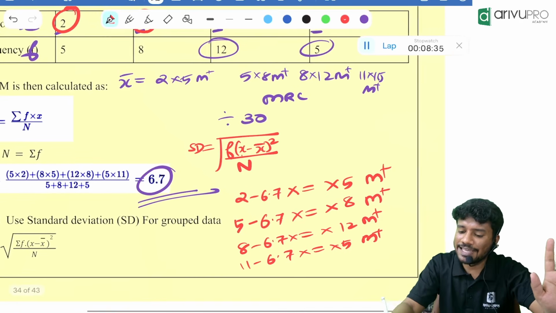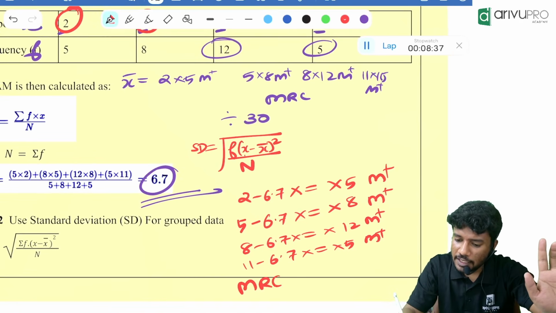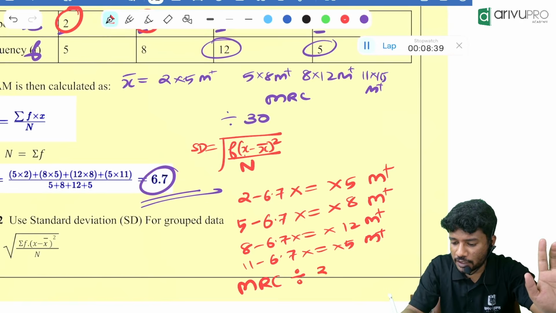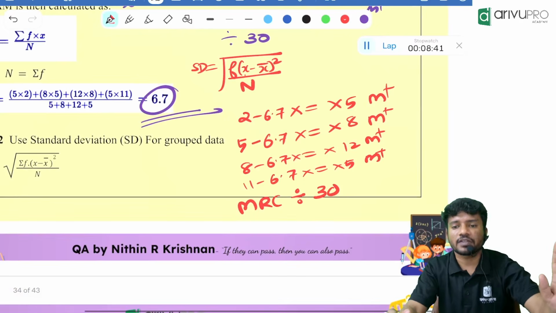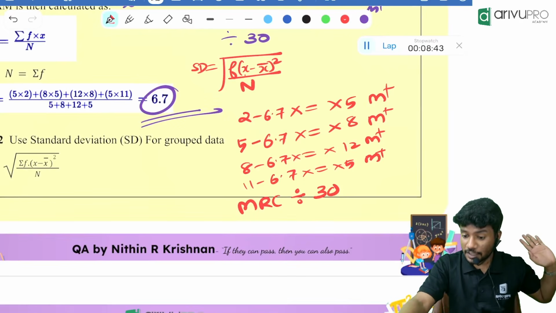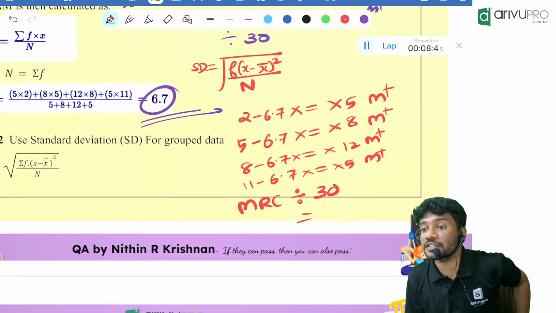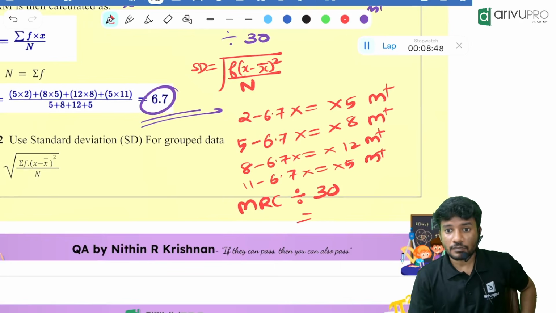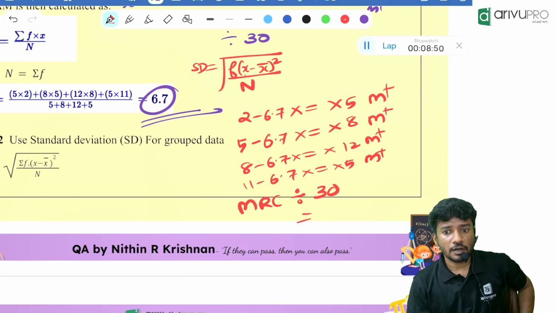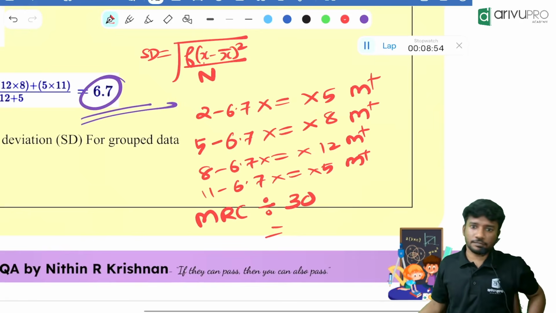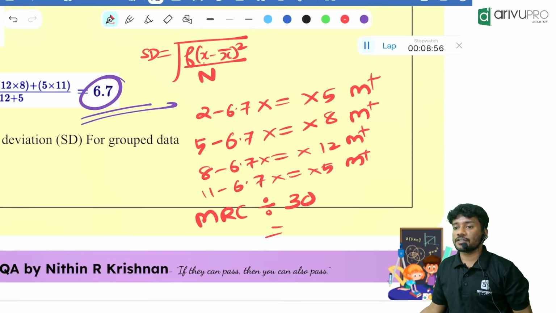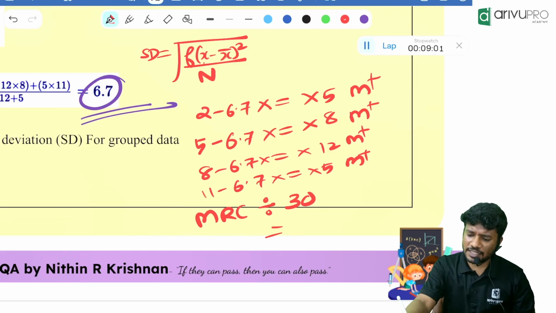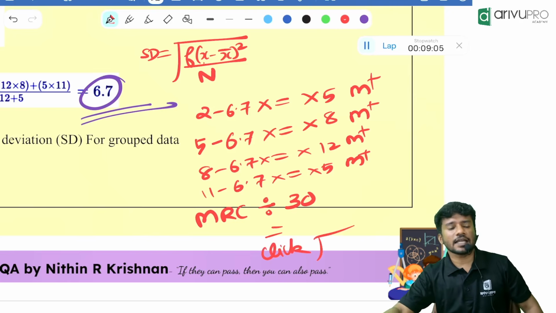M plus. Then what? MRC divided by, how many terms are there in total? 30 terms are there. That means you got the variance in your calculator right now. How much is the variance you got? Yes, please do it along with me. Then how to find standard deviation? Click which button? Root button. You will get the standard deviation.